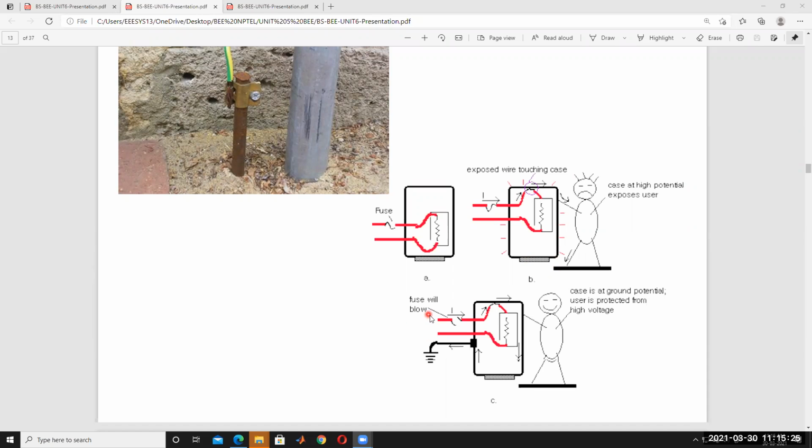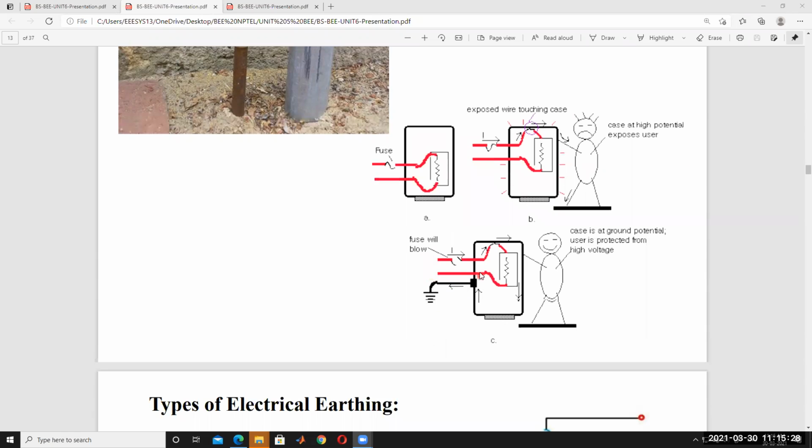If earthing is working properly, the fuse will blow. If earthing is not proper, the fuse does not blow, and the leakage current or short circuit current passes through the device. If earthing is provided, the leakage current is diverted through the earth and stops passing through the body. Here the leakage current from the device passes through like this.